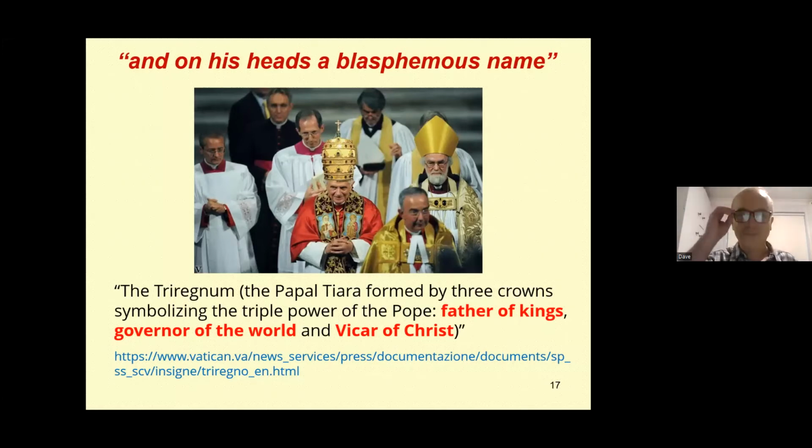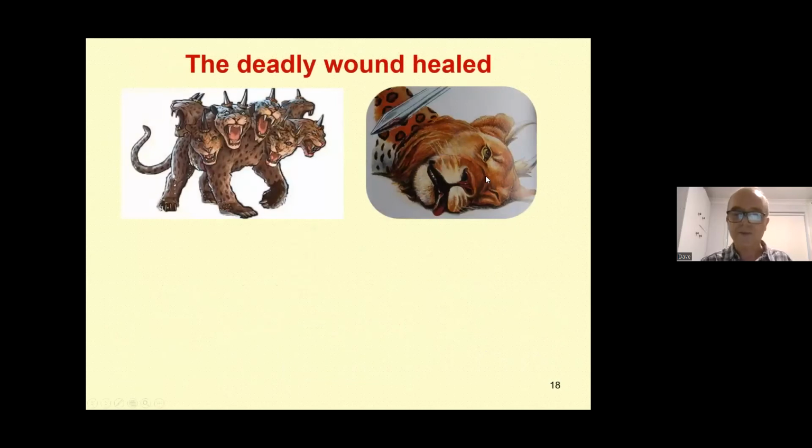All right. And this one here is from the Vatican News website. It says the papal tiara formed by three crowns symbolizes the triple power of the Pope. Look what it says: he's the Father of Kings, the Governor of the world, and the Vicar of Christ. Now, from what I read of the Bible, those titles come from the Bible, but don't refer to the Pope. They refer to Christ as the future King of the world. But the Pope is attributing those titles to himself. How blasphemous is that?